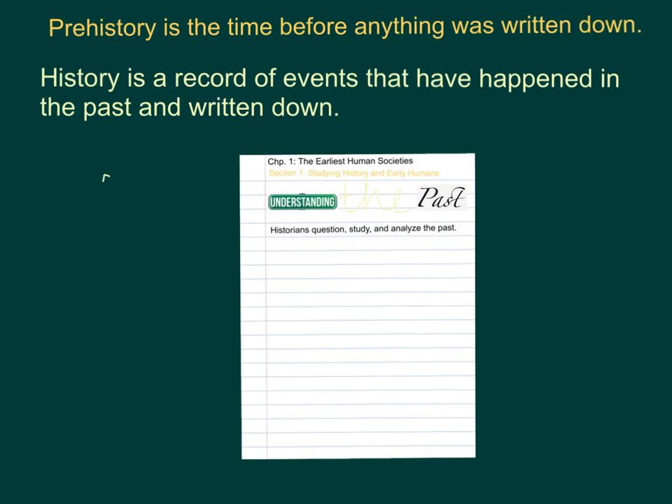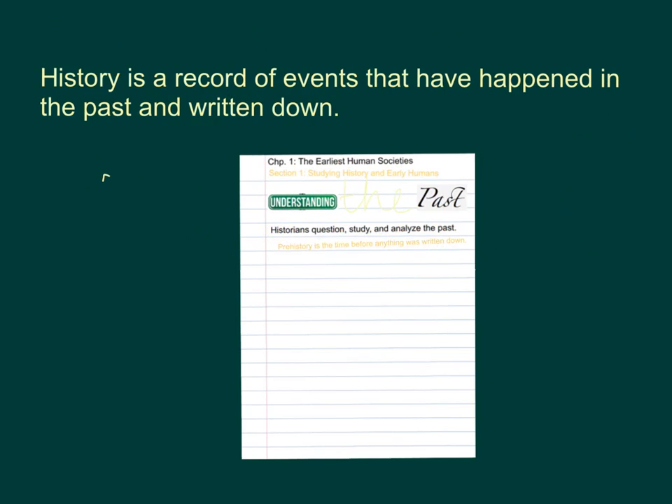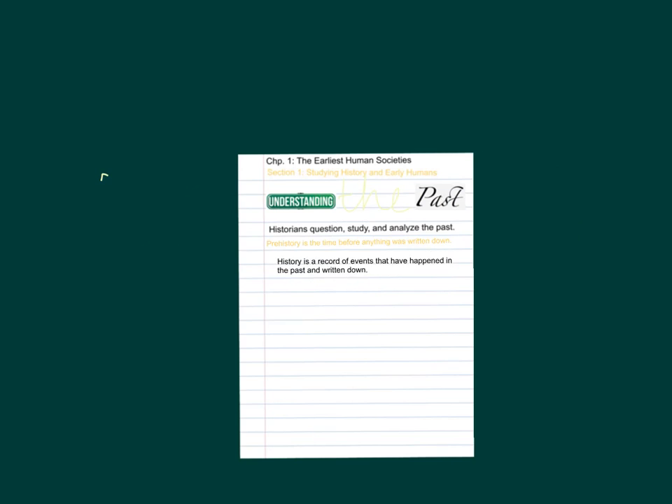Now, let's get this in our notes. So let's take this first line and shrink that down. It goes right below the first bullet point you made. Then we'll take the next line. Okay, let's move that down here. Okay, so what you see in our notes, and this is what you should have written in your notes, is 3 bullet points so far under the topic of Understanding the Past. Historians question, study, and analyze the past. Prehistory is a time before anything was written down. History is a record of events that have happened in the past and are written down. Those are the 3 bullet points you should have.